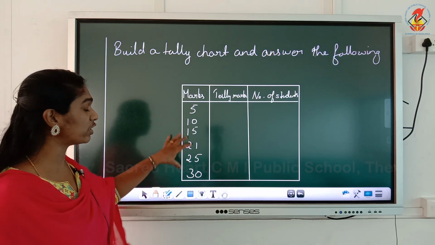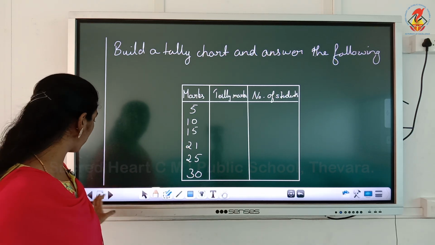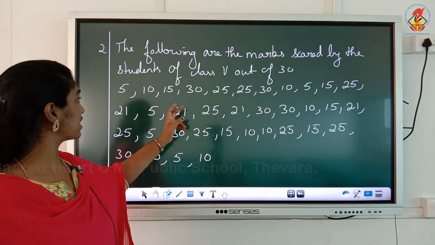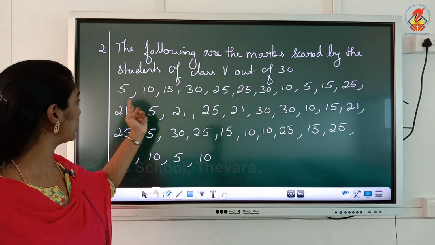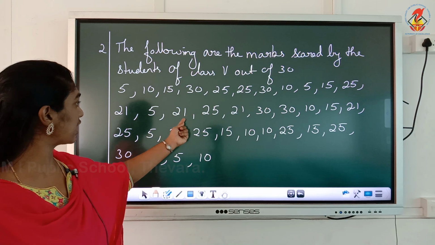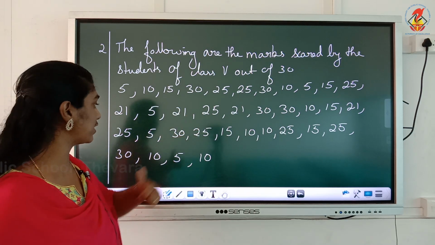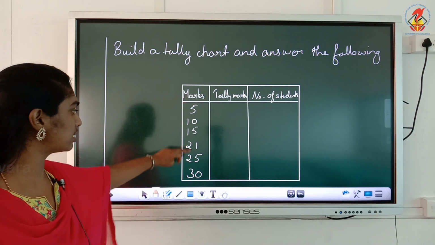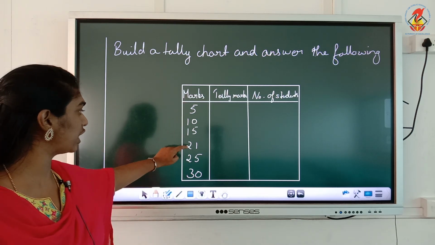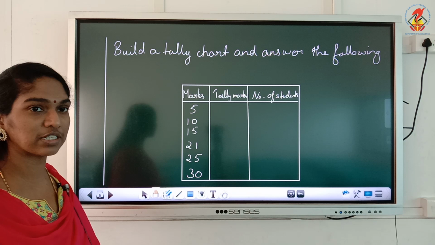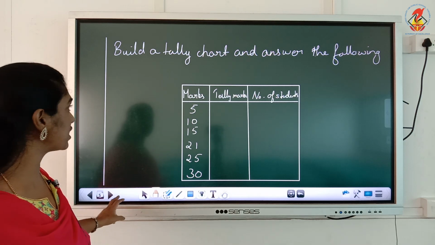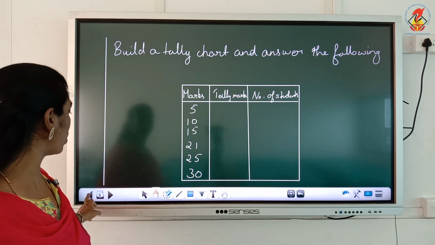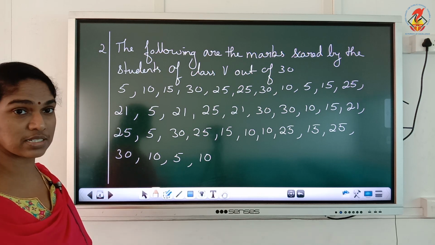So, I will take out the marks which the students have scored. Which are the marks that I can see? I can see 5, 10, 15, then 21, 25 and 30. These are the marks which are repeating. So, I will make a table over here: 5, 10, 15, 21, 25 and 30. Now, I have to count and see how many students got 5 marks.